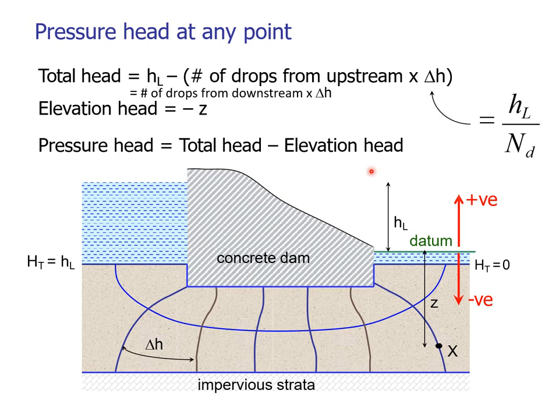So in this case you can see the datum is being considered over here, that is the level of water on the downstream side. So this point X is lying below the datum, so it is minus Z. When you are considering any point present below the datum, a negative sign will be used, and when you are considering some point which is present above the datum, a positive sign will be used for the elevation head. So pressure head is equal to total head minus elevation head.